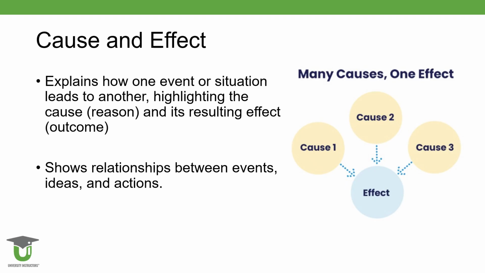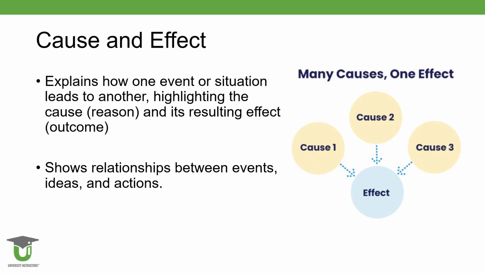Cause and effect is the first text structure we will examine. Authors use cause and effect to show relationships between events, actions, or ideas, and to explain how one event or situation leads to another, highlighting the cause, the reason, and its resulting effect, the outcome. This structure is often found in scientific texts, history, or any analysis where the outcome of an event is explored.